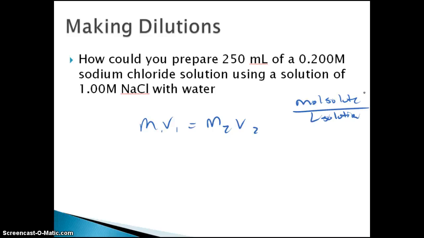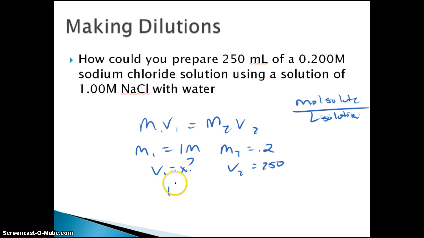So we know that the solution that we're starting with, our M1, is 1 molar. We don't know our V1. That's essentially the question. How can we make that? So how much do we need to use of the 1 molar solution? And we want to make a molarity 2 of 0.2 with a volume of 250 milliliters. So we have 3 of the pieces of information. We're only missing one of them, so we can just plug those into our equation.